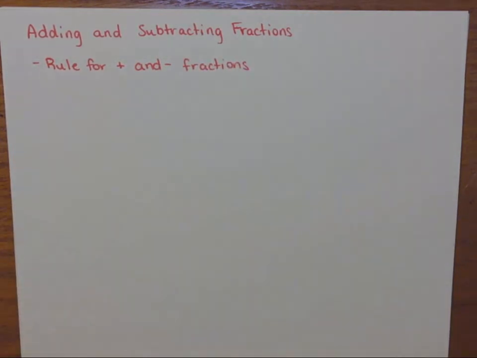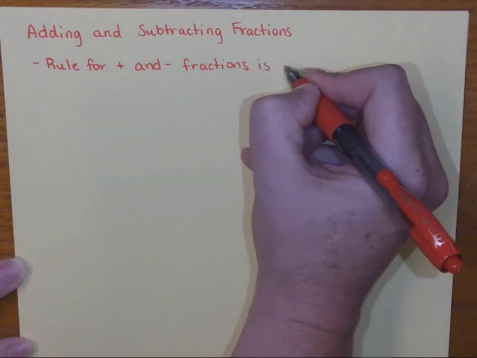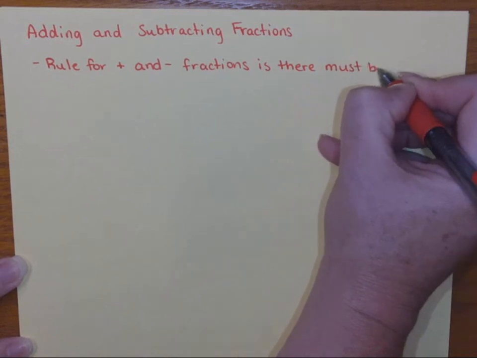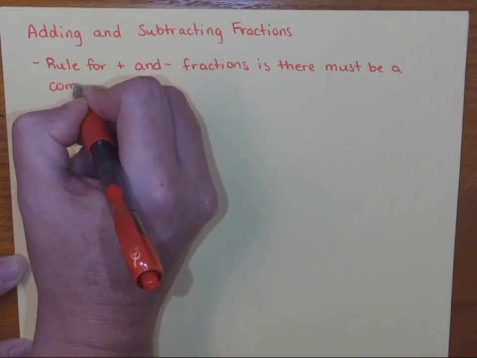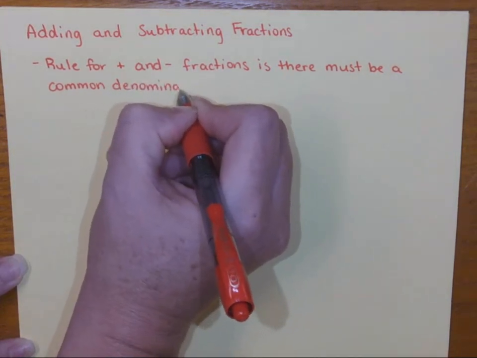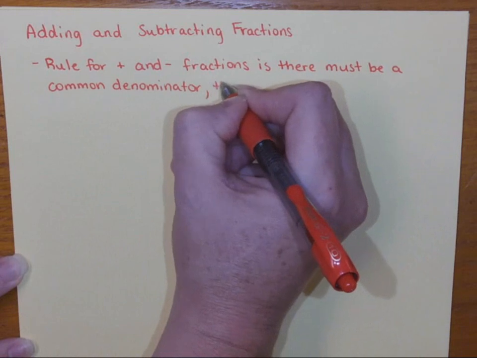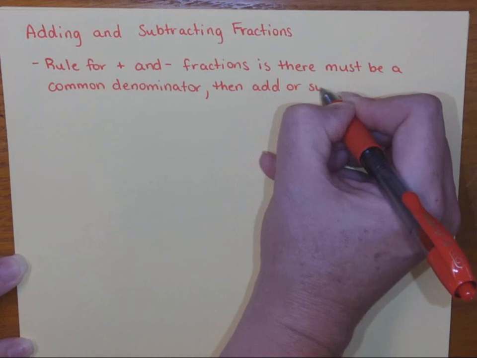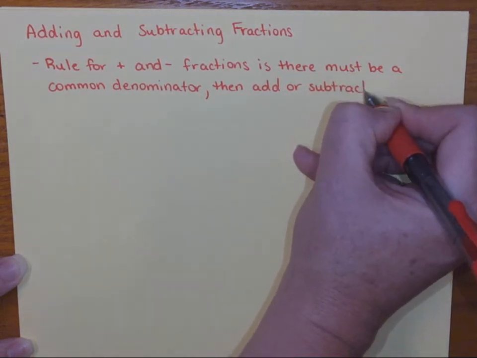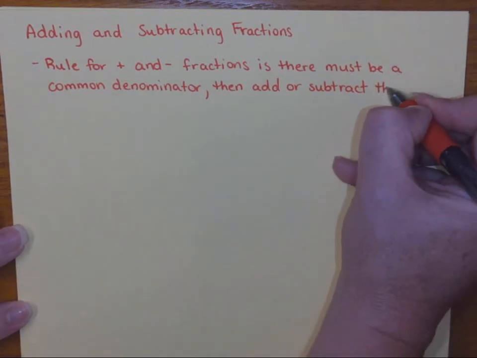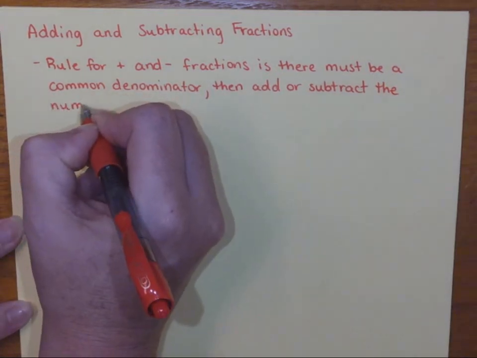Okay, so the rule for adding and subtracting fractions is that there must be a common denominator. And so we teach this to our students pretty early on when we talk about fractions. And we teach them how to change that denominator, how to find a common denominator. But much of the time, maybe they don't understand why, and maybe sometimes we don't understand why, and that's a problem. Okay, so we make sure there's a common denominator, and then what do we do? We add or subtract the numerators, and we keep the denominator the same.